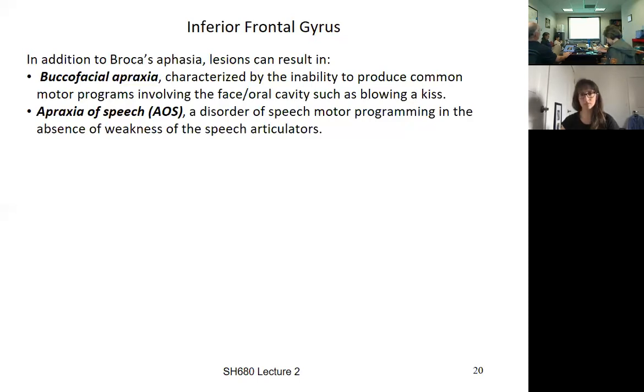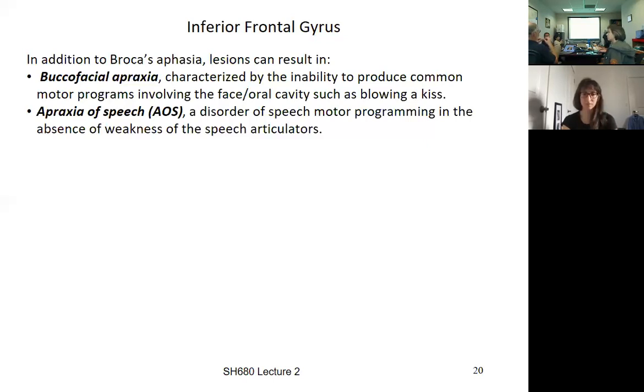Apraxia of speech is a disorder of speech motor programming. That's the best way to describe it in a small number of words. Basically what happens is people can say very simple utterances, so they can say ta ta ta, but if you want to have them say ta pico, they are much worse at something like that. So they have issues with more complicated speech, as if the motor programs aren't there for the ability to produce complex syllables sometimes, and so forth.